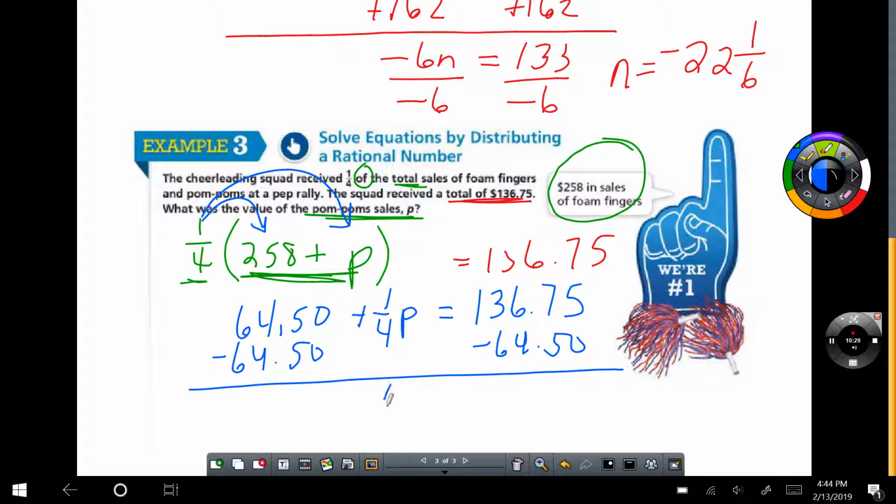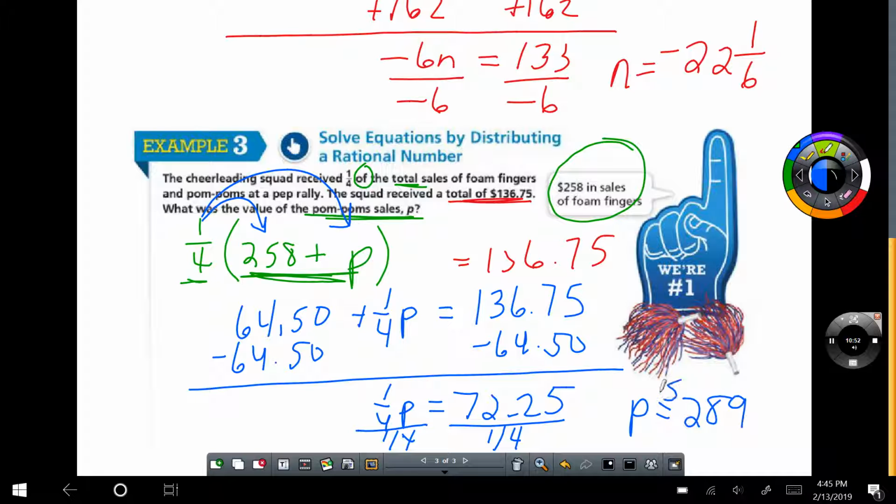And we get 1/4 P equals $72.25. Now we have 1/4 times that, so we need to divide both sides by 1/4. I'm running out of space there, but I'm dividing both sides by 1/4. Dividing by 1/4 is actually the same as multiplying by 4, so we're going to get $289. So they made $289 from the sale of pom-poms.